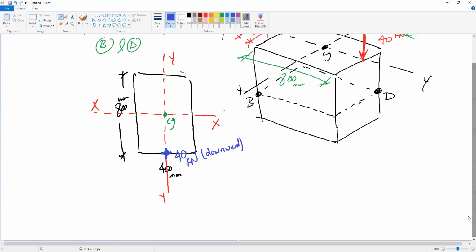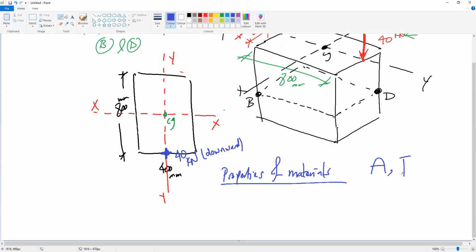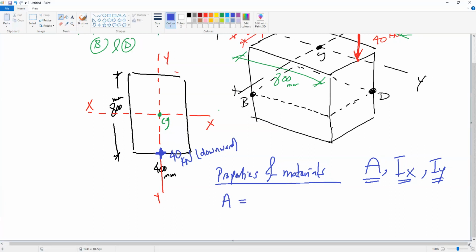To find the stresses, here we need first to find the properties of the material. Any cross section, we need properties of the material before proceeding. So what properties we need here? We need A and IX. If I ask you to find A and IX and even IY, if we have to find these three, can anyone tell me how to find these three properties? If we want to find A, how much A for this cross section?